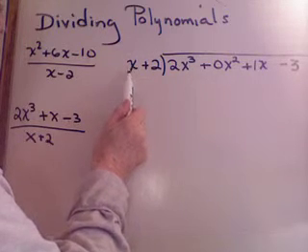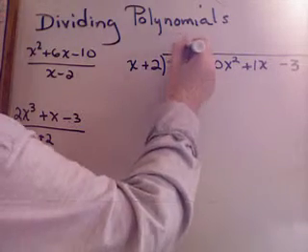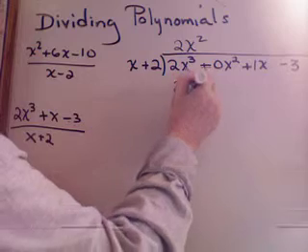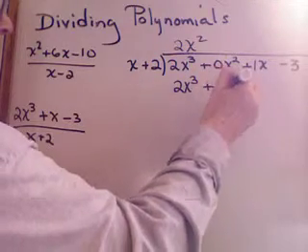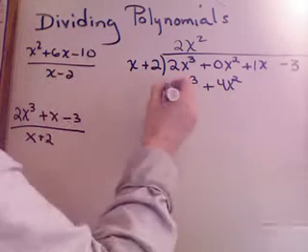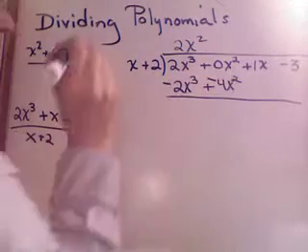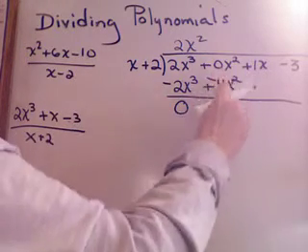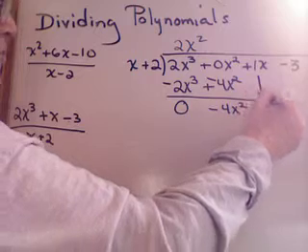What multiplied times x would give me 2x to the third? Do you know? 2x squared. You're right. Okay, 2x squared times x, 2x to the third. 2x squared times 2, 4x squared. Double check your multiplying. Draw the line. And now subtract. Okay, 0. First term's always supposed to come out 0 after you subtract. Negative 4x squared. Bring down just the very next term, 1x.